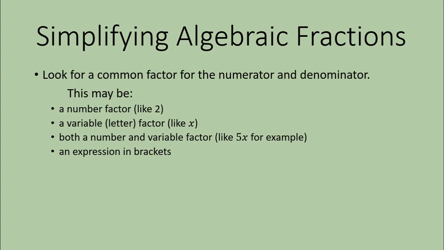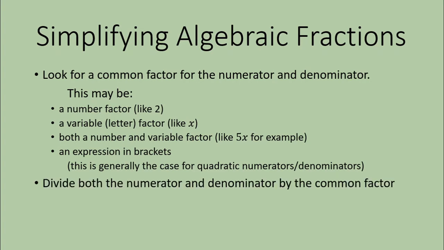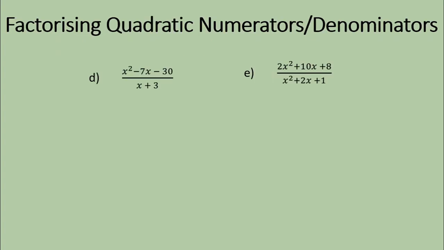Or in the hardest cases, it might be an expression in brackets. Now that's generally the case when you've got a quadratic as your numerator or denominator. Then you would need to factorize that quadratic, and you'll find that the factors you can divide that quadratic by are some expression in brackets. Then once you've got your common factor, you'll divide both the numerator and denominator by that common factor. Let's have a look at a couple more examples.